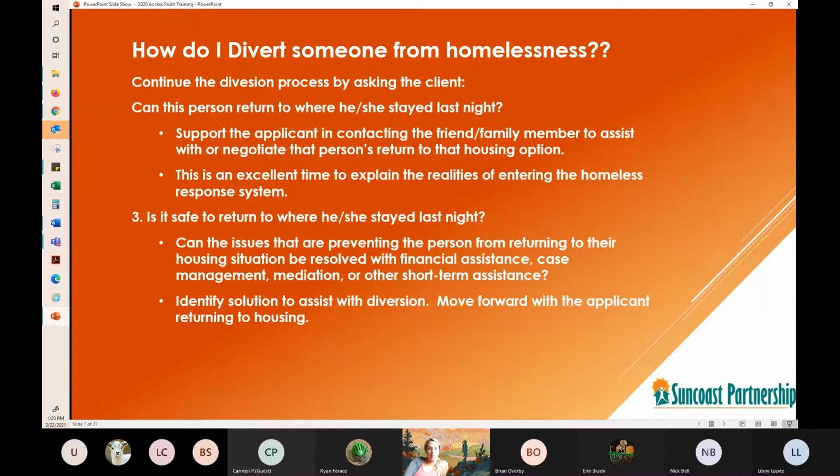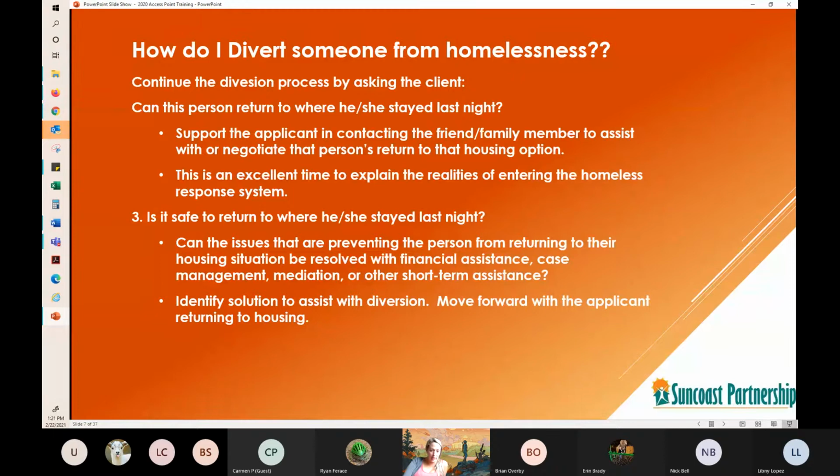Again, this is an excellent time to explain to that person, along with the client, the realities of entering the homeless response system. I'm sure Nick can attest to many youth situations in which the client, youth may, as we all were when we were younger, maybe not all of us, get frustrated with having to follow mom and dad's rules. But then when they're met with homelessness, the rules are the same as mom and dad's. You just now don't have a house, you don't have any shelter over your head. And always keeping in mind the client's safety.